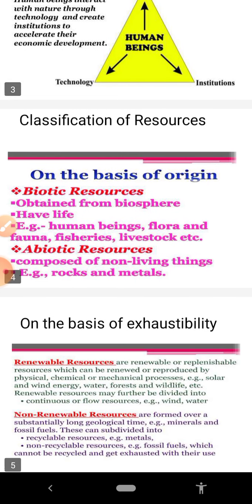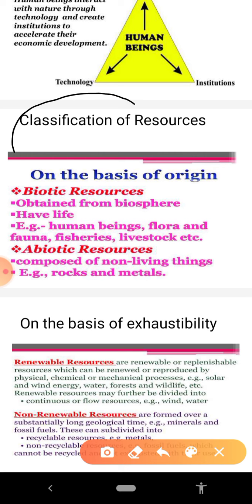After that, we will discuss the classification of resources. First classification is on the basis of origin. On the basis of origin, resources can be of two types, biotic resources and abiotic resources. The resources which have life are known as biotic resources, or in other words, living components of the environment which can satisfy our needs are termed as biotic resources. We can take the example of human beings, flora and fauna, fisheries, livestock, etc.